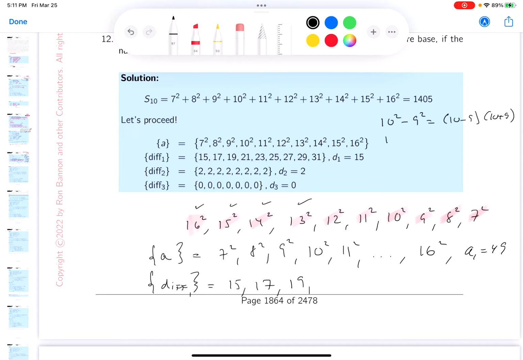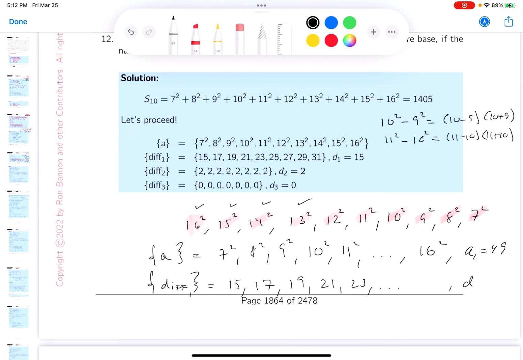Now, if you did 11 squared minus 10 squared, what's that going to be? 11 minus 10, and then 11 plus 10. It's got a really simple pattern to it. 21. I think you get the idea, right? It's going up by 2. 15, 17, 19, 21, 23. You get the idea. It keeps going on.